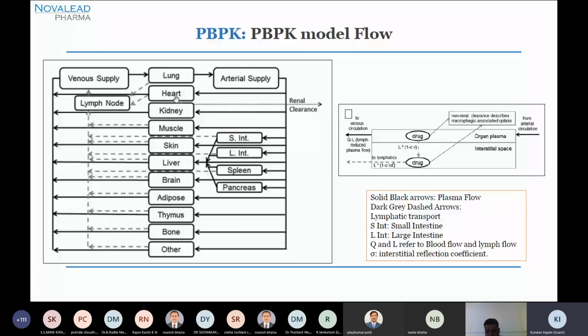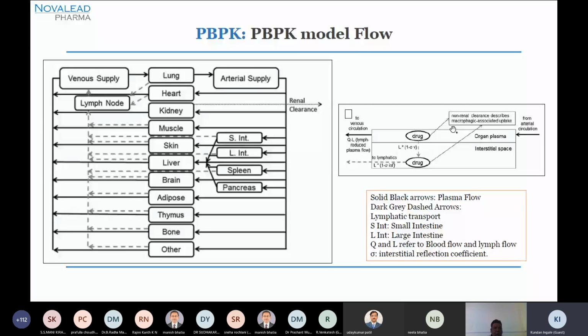Along with that, you can see there are small gray arrows over here. These gray arrows refer to blood diffusion into lymph nodes. So the drug which goes into the tissues or into the systemic circulation may also seep into lymph nodes. So that is also considered over here. And finally, elimination: from the kidney, you can input a parameter for renal clearance. Now over here you can see a small subunit, from organ plasma into the interstitial space. So when from the arterial circulation the drug enters into the organ, from there it can go into the interstitial space and further into the lymph node, and the remaining amount would go into the venous circulation.